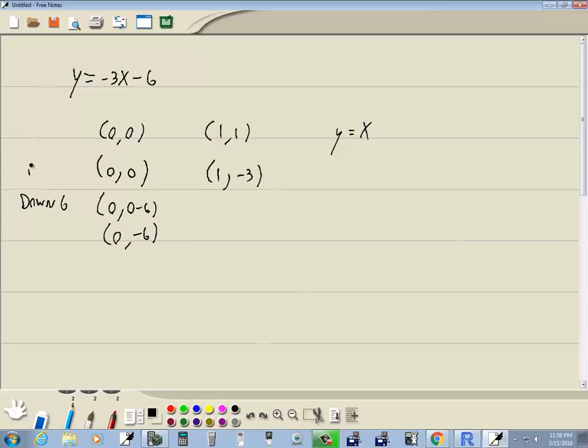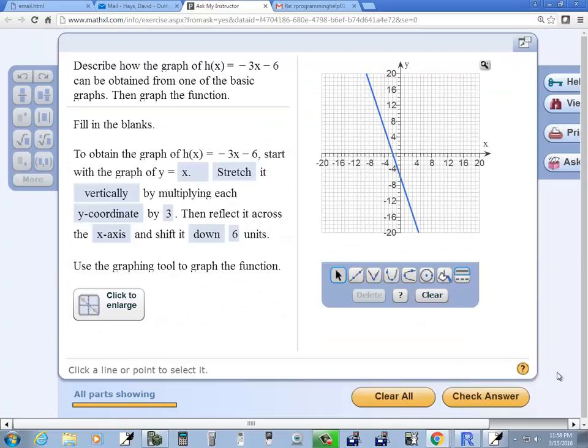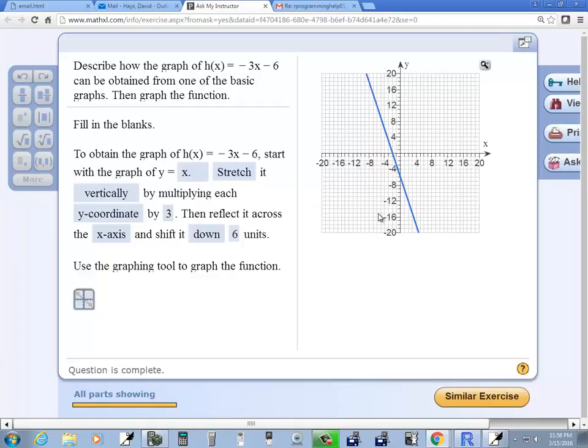And this one I'm multiplying by negative 3. I guess I should have labeled that. This one right here I'll have 1, and then I'll have negative 3 minus 6, so this will be 1, negative 9. Okay, let me save that, and let's check that, and that's how we get our graph.